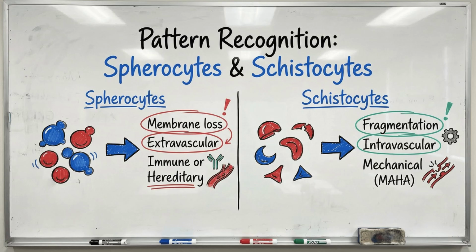On the other hand, if you see schistocytes, those fragmented, jagged cells, your mind should jump to physical fragmentation. This is the hallmark of intravascular mechanical damage, and you must, absolutely must, rule out microangiopathic hemolytic anemia, or MAHA. These two patterns are critical for differentiating the type of hemolysis. Next, we'll look at bite cells and target cells.